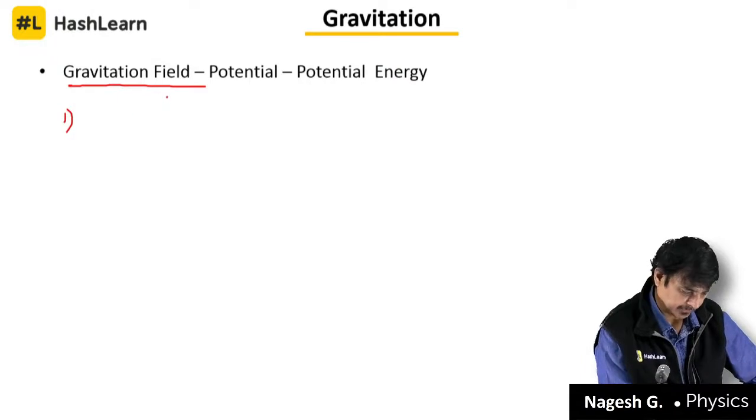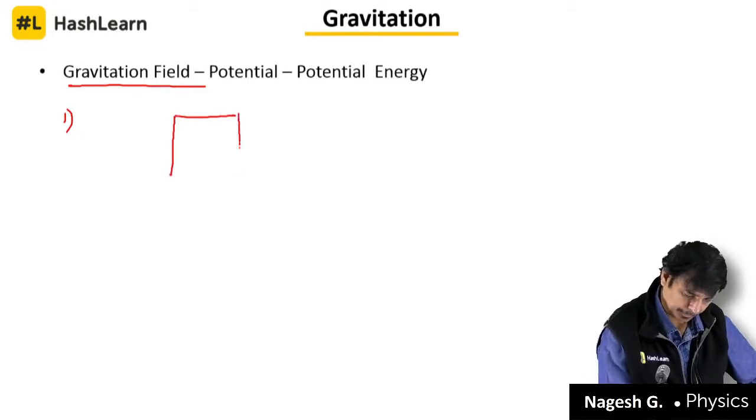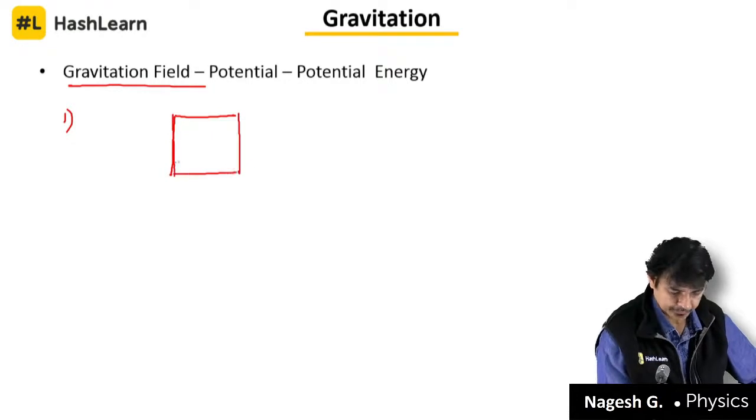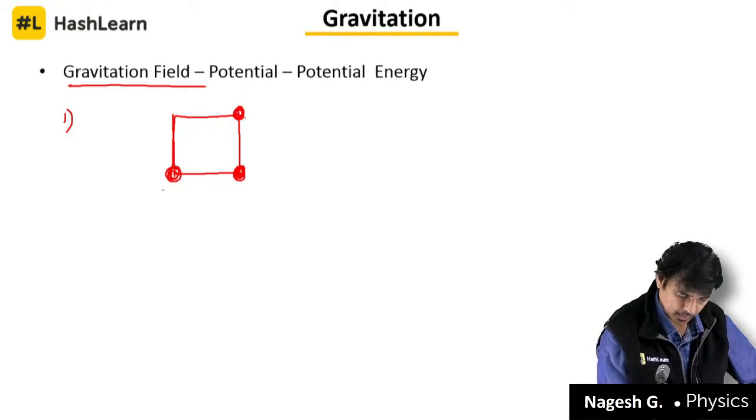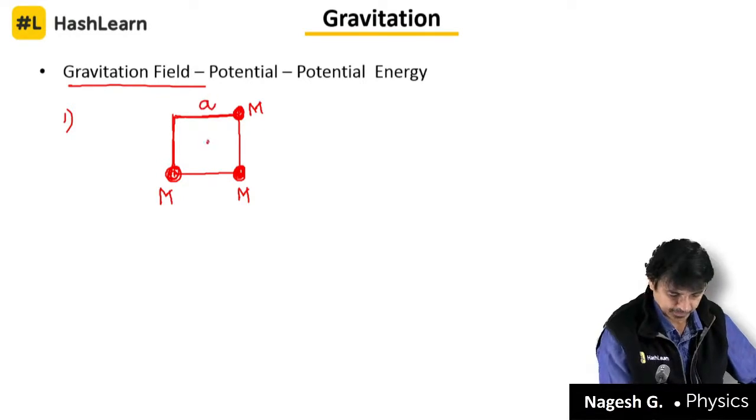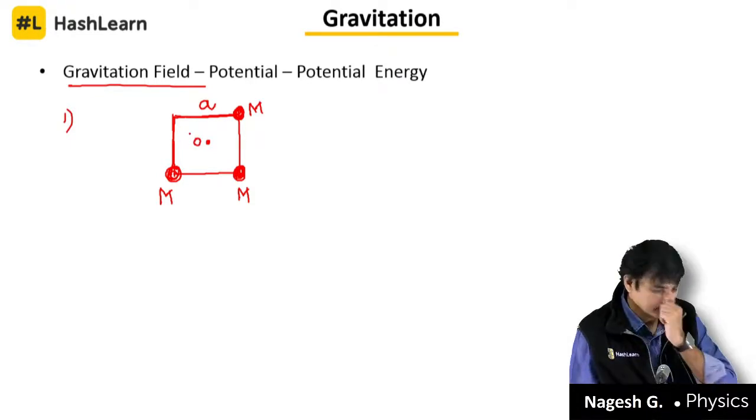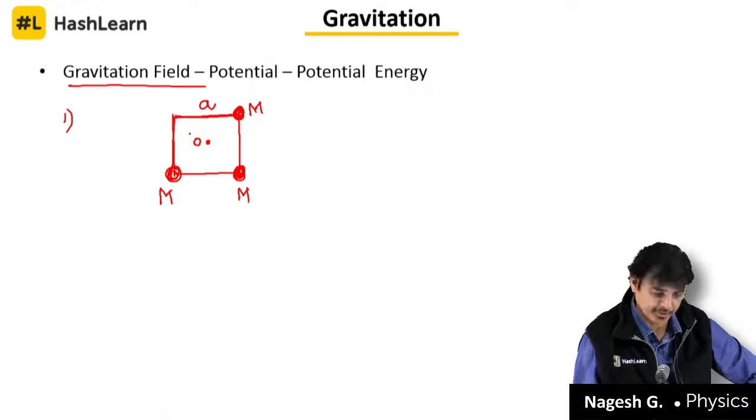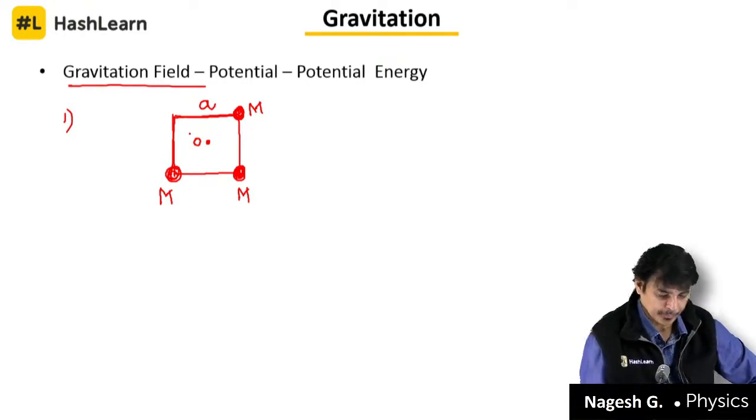In your electrostatics, you had the principle of superposition. Here also we apply the principle of superposition. Say I am keeping 3 objects of masses m, m, m in the configuration of a square having a side of length a. At this point O, that is nothing but the center of the square, I would like to know the strength of the gravitational field, or intensity of the gravitational field. So this is the problem.